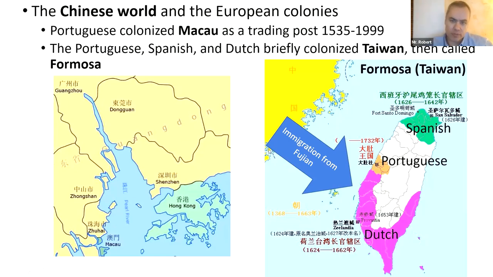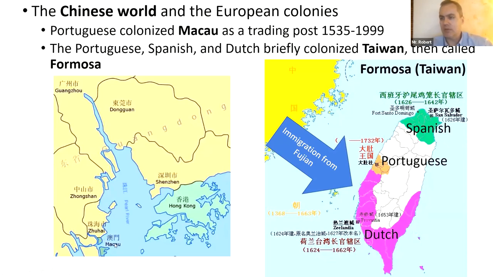Right across the way here, on this map behind this arrow, would be Macau. See little Macau down here? The Portuguese also established that even earlier, in 1535, a really long time ago. So Macau is super old. It's way older than Hong Kong.